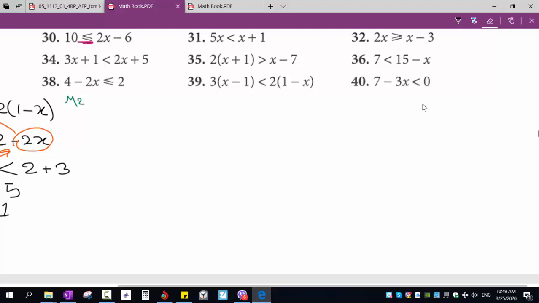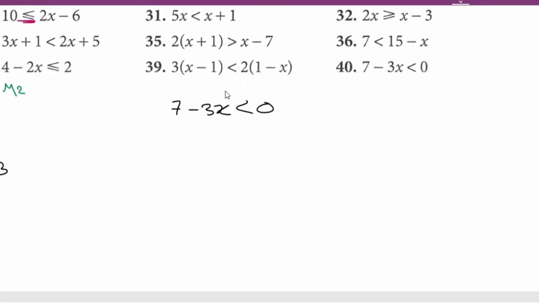Question 40, we have 7 minus 3x is less than 0. Then how can we have x alone on one side? Basically, we can send this negative 3x to the other side to become positive, which is the easier way, or we can multiply both sides by negative 1 to make the x positive. We use the easier way, send this negative 3x to the other side, and 7 stays, because it's negative, it went to the side and becomes positive.